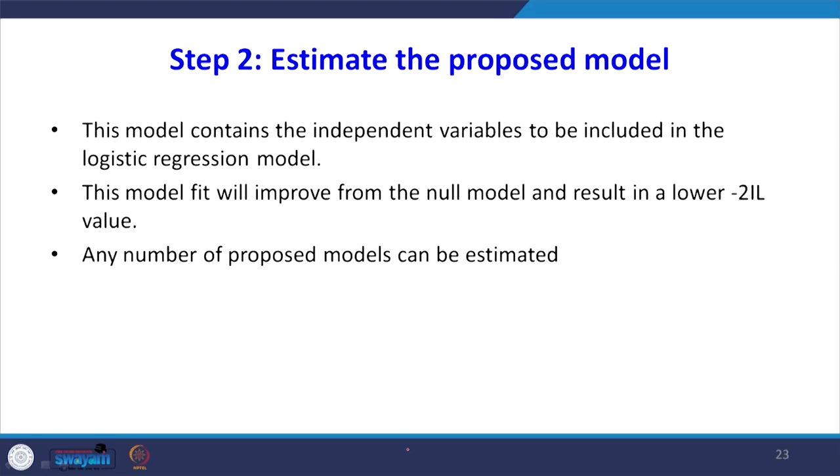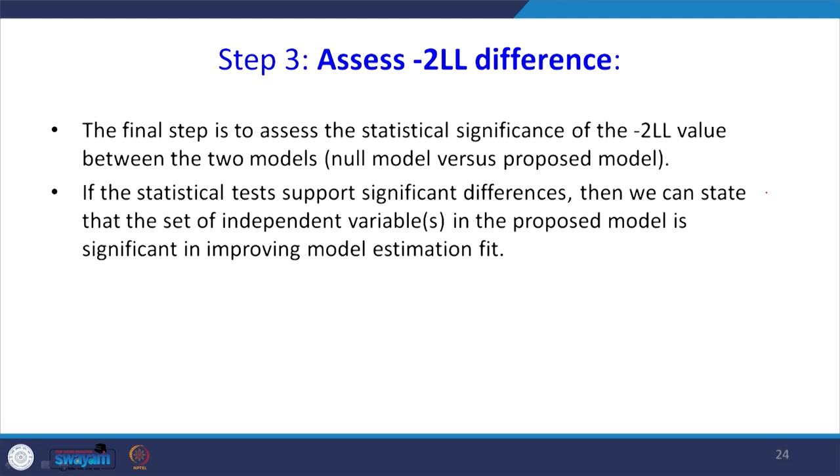Step 2 is to estimate the proposed model. This model contains the independent variables to be included in the logistic regression model. This model fit will improve from the null model and result in a lower minus 2LL value. If after including a new independent variable the value of minus 2LL is low, then the model is a good model. Any number of proposed models can be estimated this way.